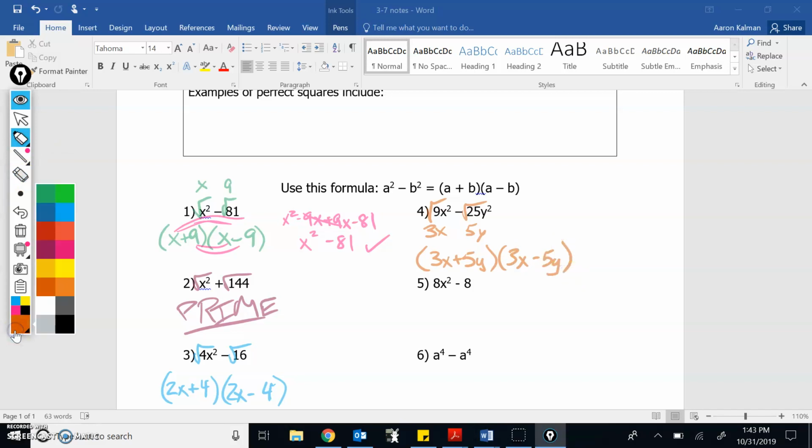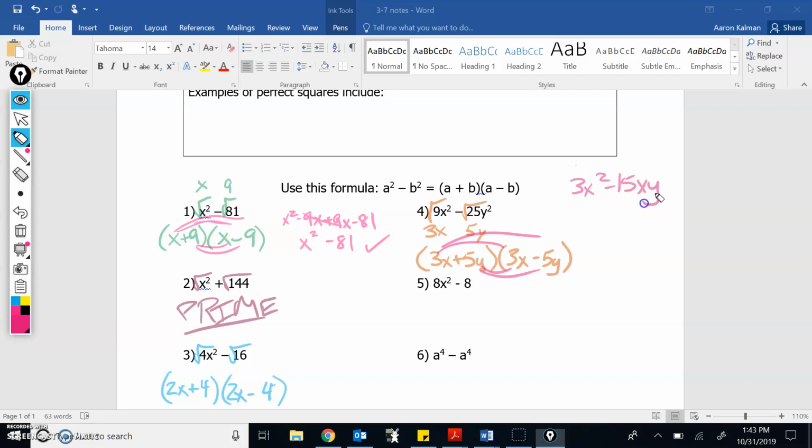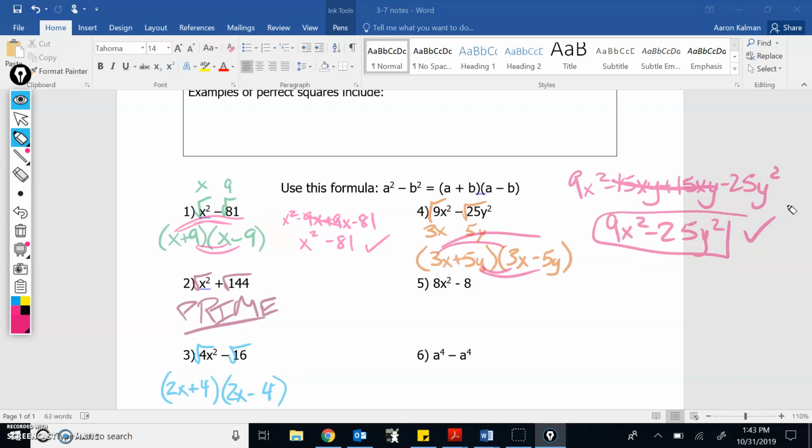And again, check your answer through distribution. I'll do that here. 3x squared minus 15xy plus 15xy minus 25y squared. The middle cancels. And you're left with, I think this was supposed to be a 9x squared minus 25 y squared. So we know we got it right.